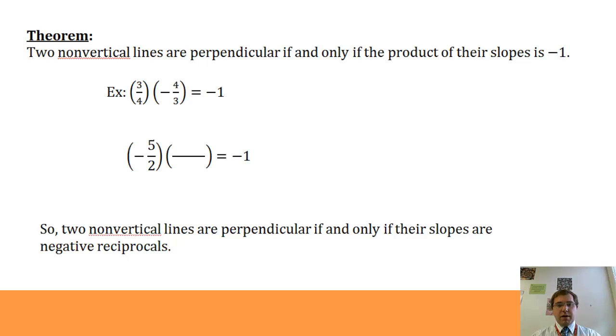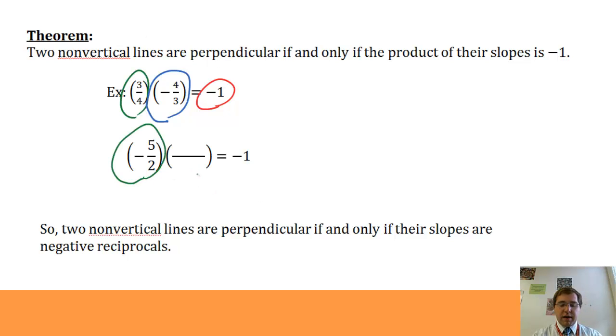For example, if I have a line with a slope of 3/4 and a line with a slope of -4/3, when I multiply those two fractions, I get -12 over +12, which reduces to -1. So those two lines must have been perpendicular. A line with a slope of 3/4 and a line with a slope of -4/3. So what would have to be the slope of the line perpendicular to a line with a slope of -5/2?